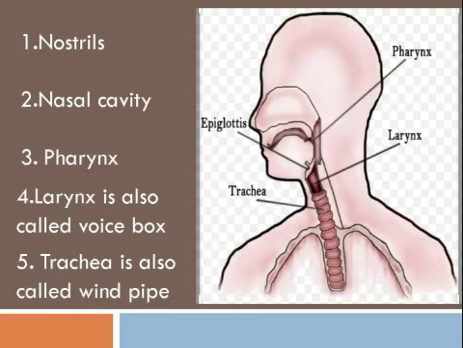The next one is trachea. The trachea is also called windpipe. It is a cartilaginous tube that connects the larynx to the bronchi of the lungs, and if you touch your neck you can feel the tube-like structure. That is trachea.